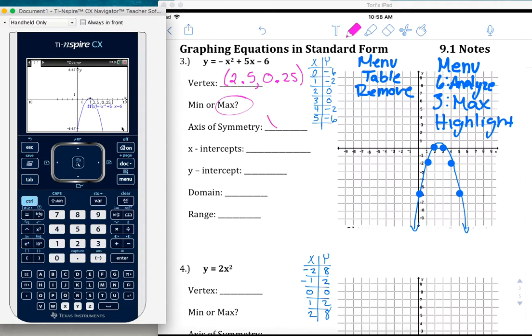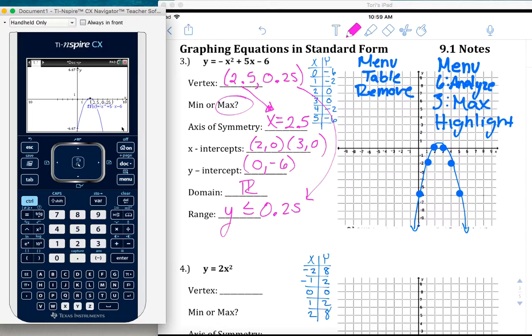So axis of symmetry, x equals 2.5. We took this number. X-intercepts, well, that's these guys. They're the ones that were sitting on the x-axis. So we have 2, 0 and 3, 0. Y-intercept is this one down here, 0, negative 6. Domain is always the same, all real numbers. And my range is y and 0.25. Remember, we're stealing this guy. But this time it's a maximum. So we have to use a less than or equal to. We're lower than that vertex.